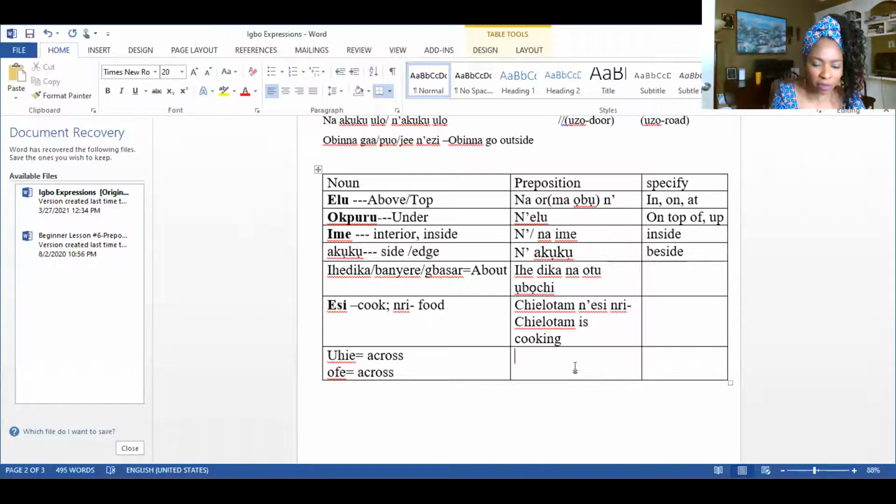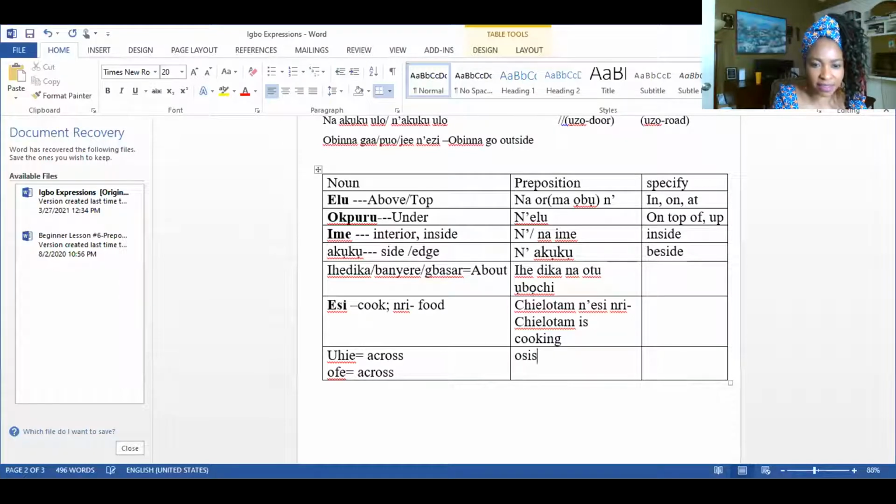So when you say across the road, on the other side of the road, that's what you mean. Okay. You cannot use this one. You cannot say uhio. You can only say the two sticks across each other. Osisi abuo bara uhio. Let me write it.